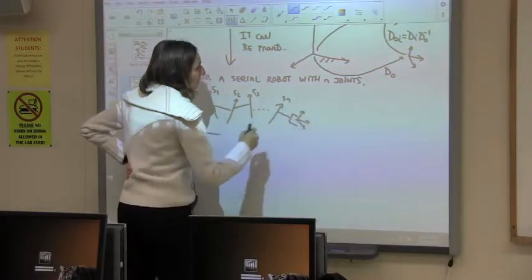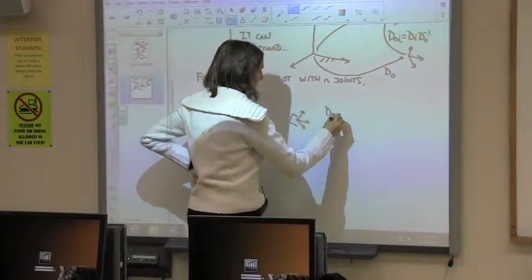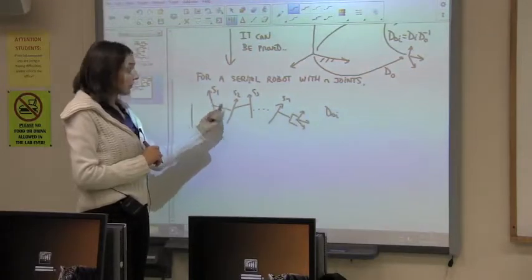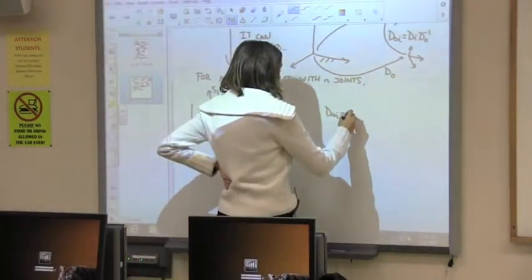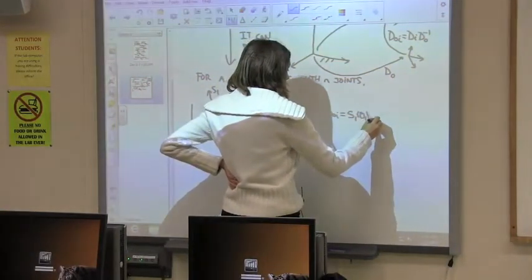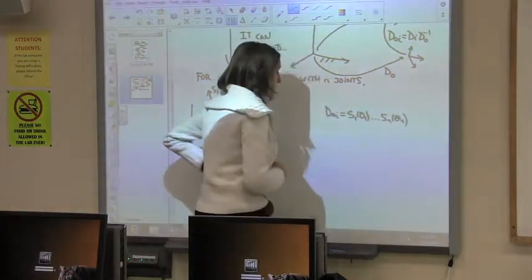This relative one, D0i, is just the product, the composition of rotations about each joint. It will be equal to S1 of theta 1, Sn of theta n.